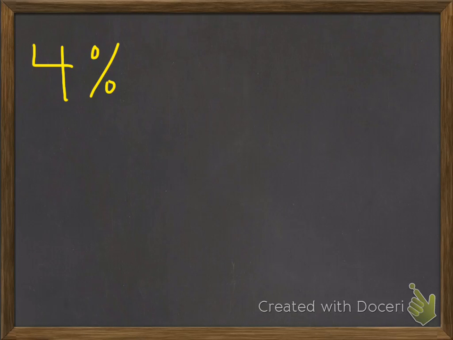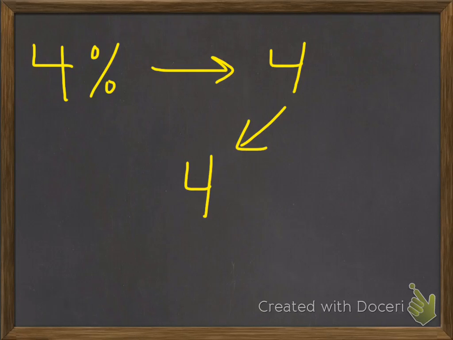Here we have 4%. We do the same thing. Drop the percent sign, and then we're going to move our decimal 2 places to the left. So your decimal point is here in the back, 1, and because we have to move it 2 times, we have to add a 0, 2. So this would be 0.04.